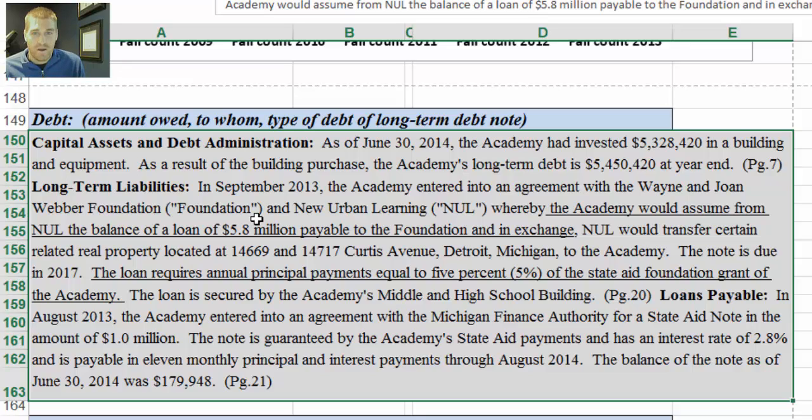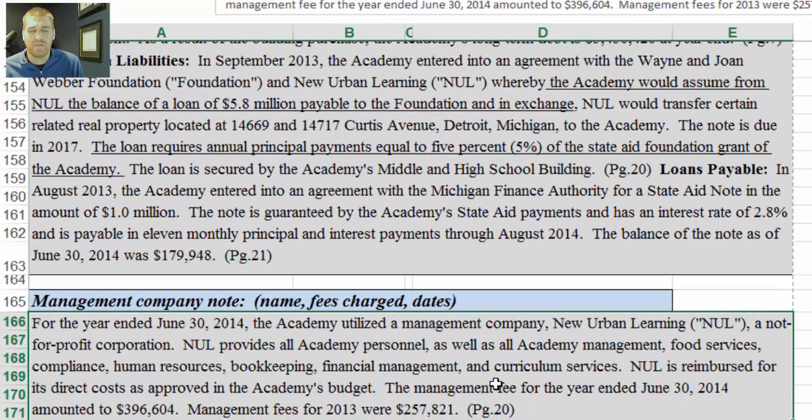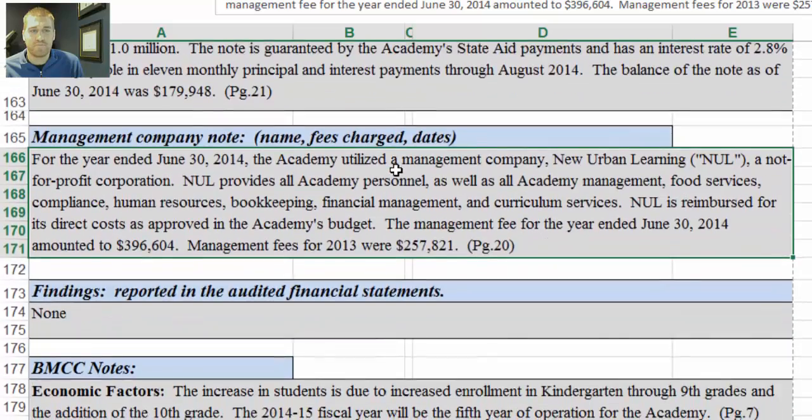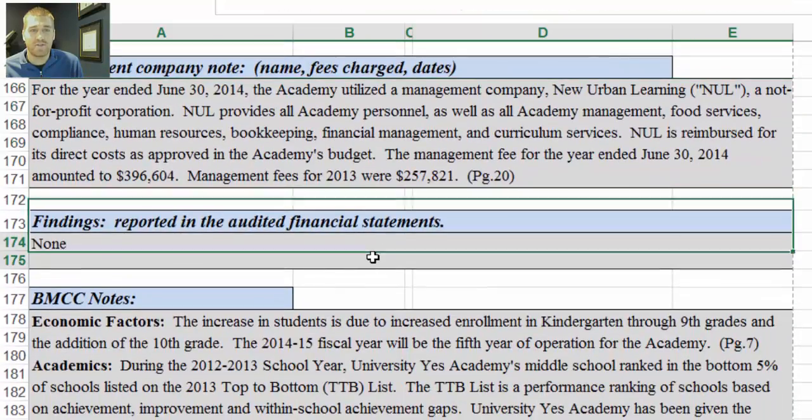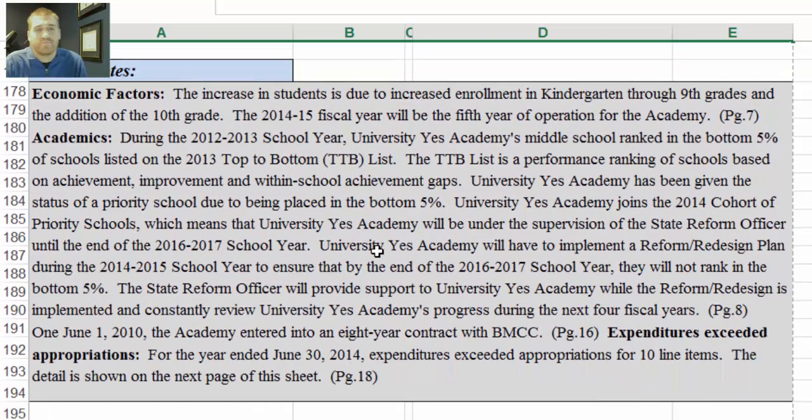So here's all the details. You can read that. I won't go through all that specifically. Here's the management company information. There was no findings, which is good. And then this just talks about the academics. This is from the audit, so I included it, page 16.